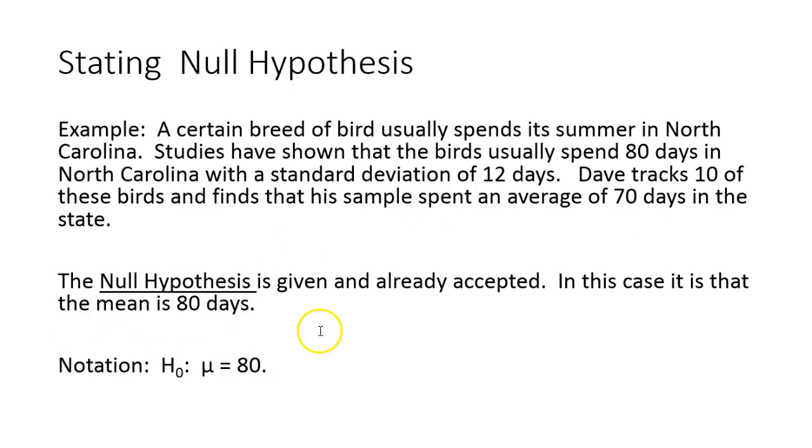But as far as stating the null hypothesis, that would be our population data that has been given, and usually what has been accepted. So down here is the notation for a null hypothesis. H sub 0 stands for the null hypothesis, and of course the mu here, what looks like the U, is a population mean. So the null hypothesis is that the population mean is 80 days.